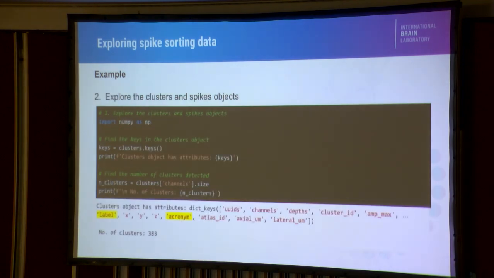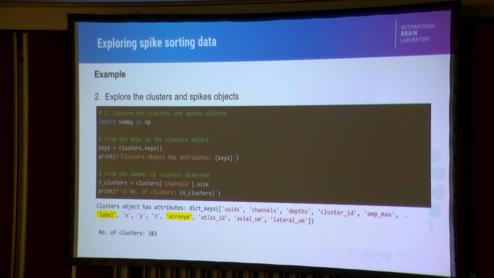All right, so now we are going to explore the clusters and spikes object. First, we start with the clusters. So we print the keys here. It has several keys, and two that we want you to focus on today are the label and the acronym. The label is going to tell you whether the cluster is considered good or not, good meaning a putative unit. And if it's good, it's going to be labeled with the value 1, and not otherwise.